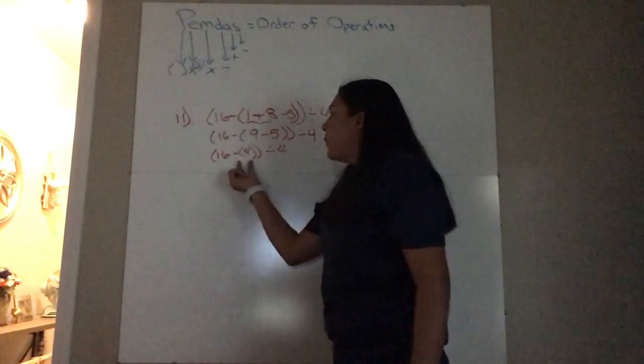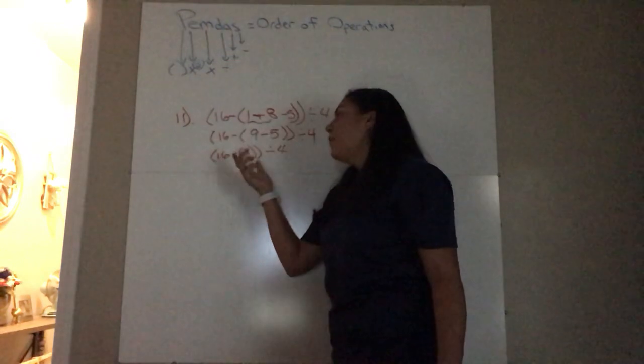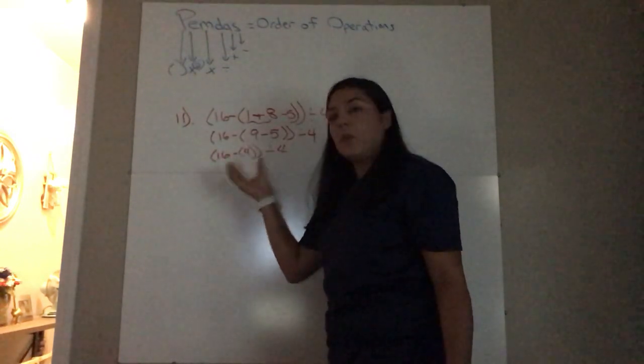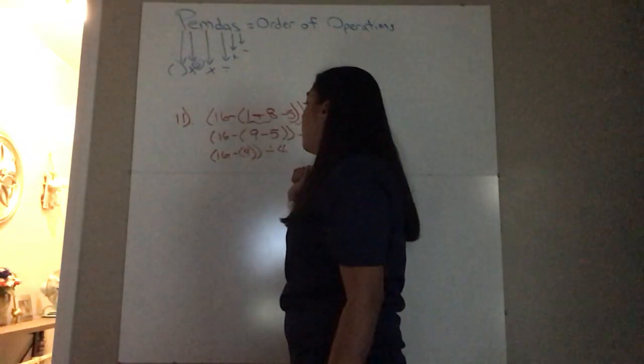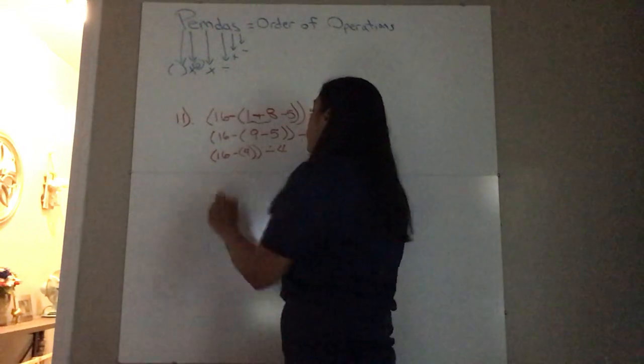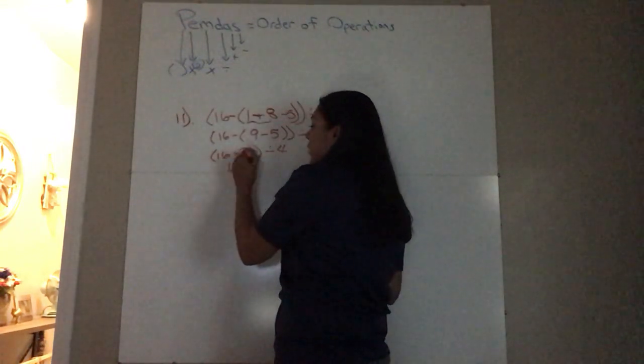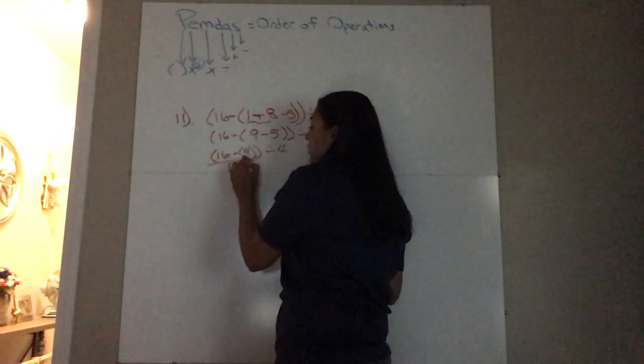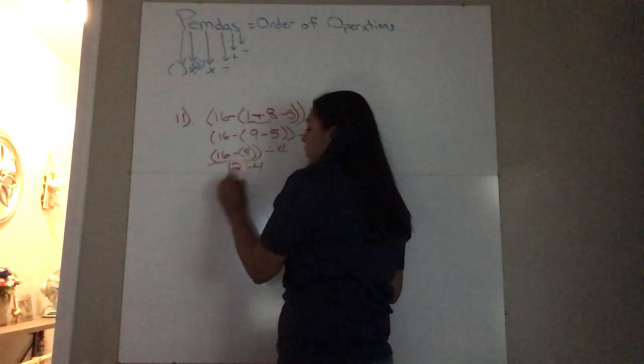Now, I put these parentheses in here again, but do you really need them? No. If you want to put them, you're more than welcome to. So 16 minus 4 is going to give us 12. These parentheses are all done. Divided by 4 is going to give you 3.